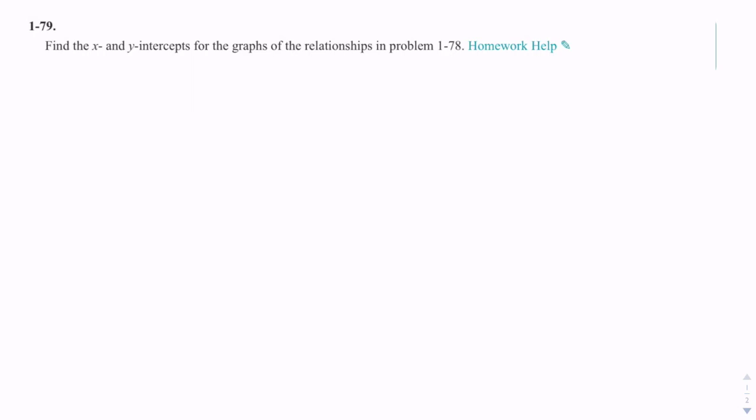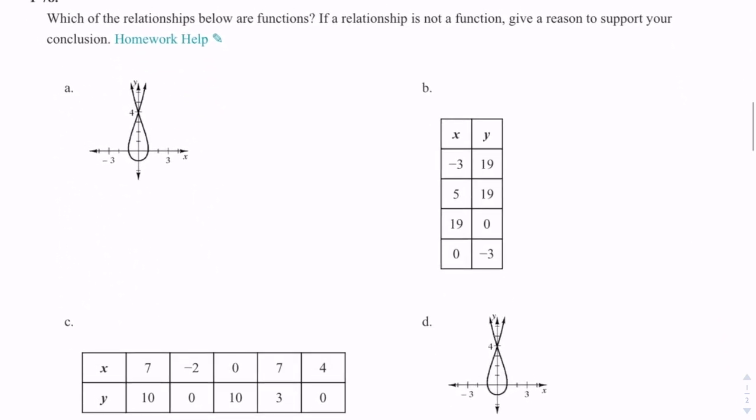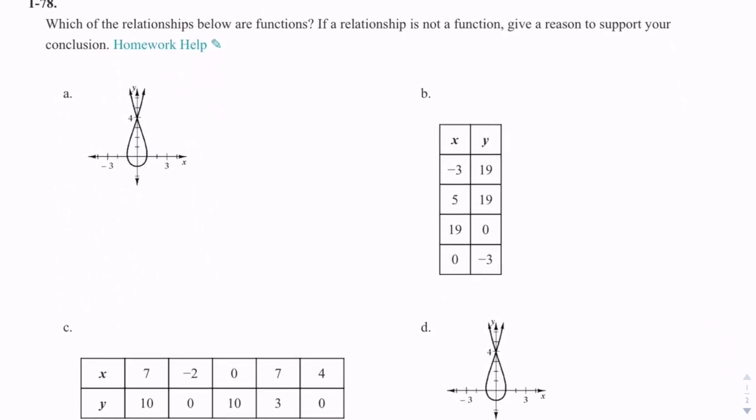Okay, for 79, it says find the x and y intercepts for the graphs of the relationships in problem 178, right? So let's go back to 178 here. So here's 178. So the x and y intercepts, we can just look at the graph. So let's start with A.